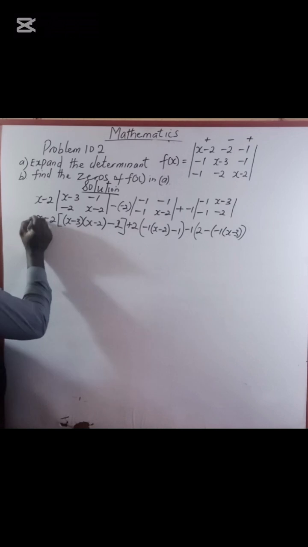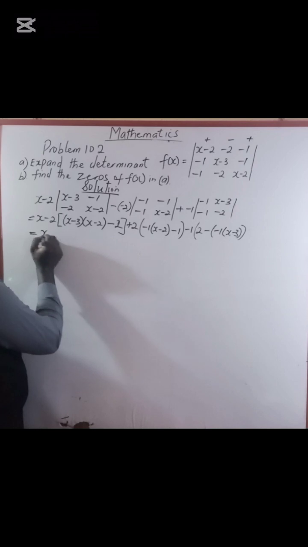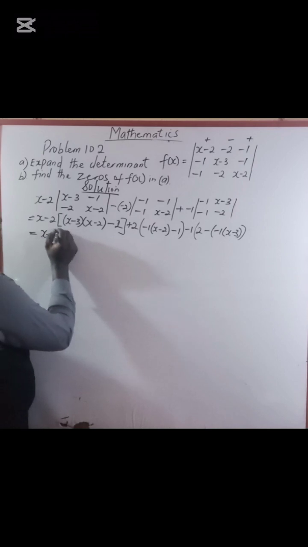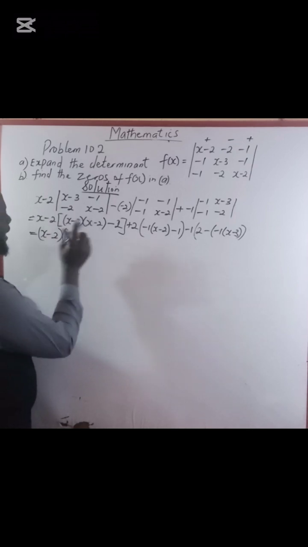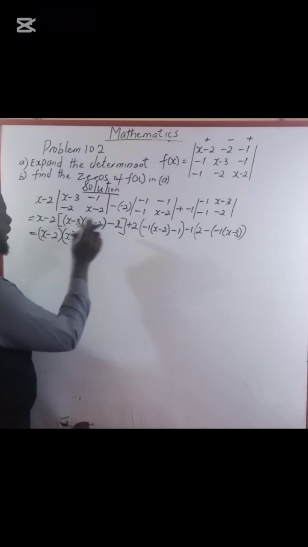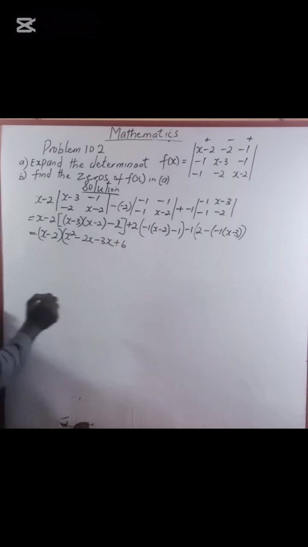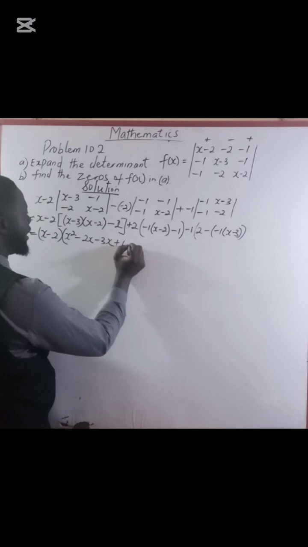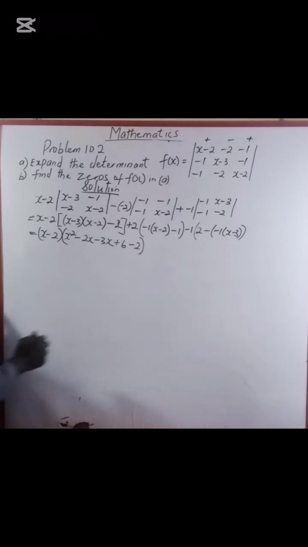Okay, so we move. The next one is to simplify the bracket. So we have x minus 2, open the bracket. Let's simplify this. x times x, we have x squared. x times minus 2, we have minus 2x, minus 3x plus 6. Okay. Then minus 2. Close the bracket.